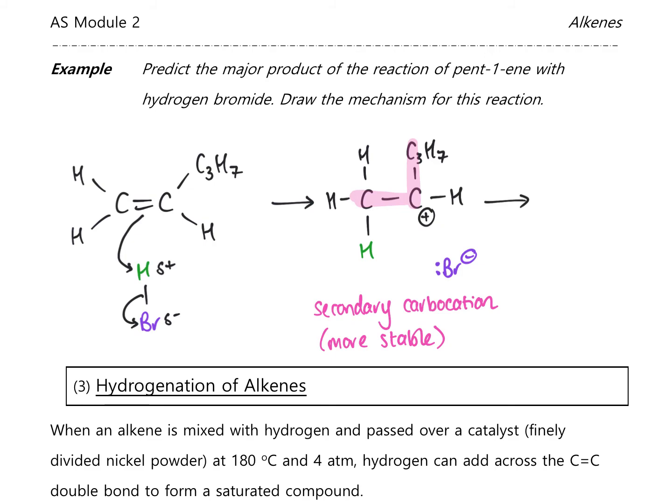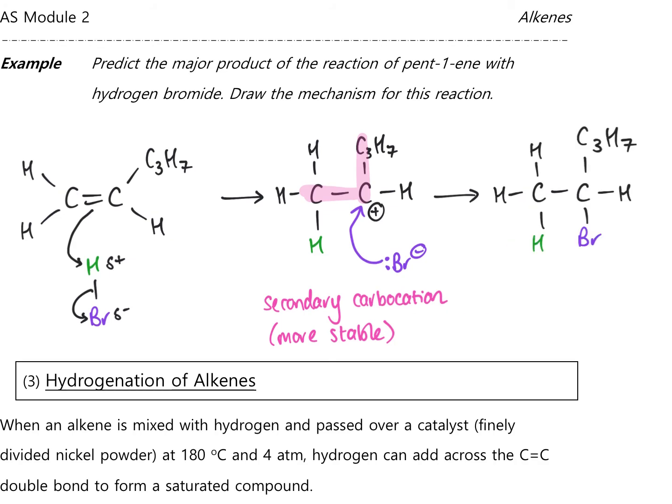What happens next then? Well, the bromide ion uses its lone pair of electrons to form a bond with the carbon that is positively charged at the minute. And this should be your final answer, your final product. Let's think about the name then. Well, the longest chain has 5 carbons in it, so the end's going to be pentane because there's no longer a double bond, so it's not pentene anymore, it's pentane. That's the end of the name.